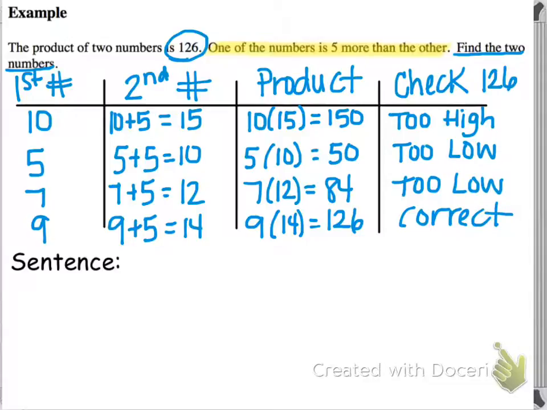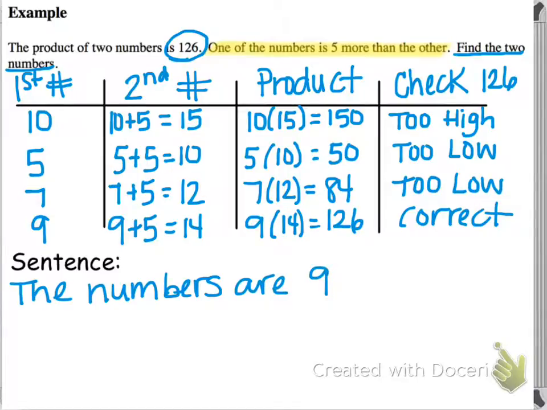And remember that we should always end in a sentence. And the sentence should answer the question that we were trying to answer. So the question was to find the two numbers, so our sentence could be: the numbers are 9 and 14. And our guess and check table is complete.